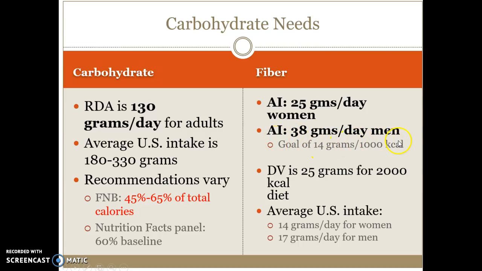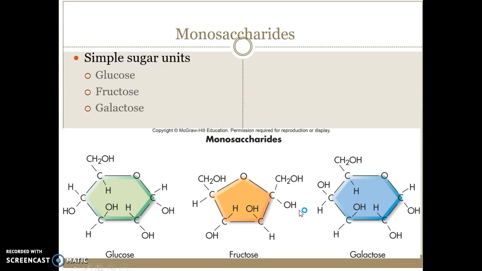Or you can calculate it this way, how many grams per 1,000 calories. So if you eat a really high calorie diet, you might need more fiber. The recommendation is higher than what most of us take in. So that's why we're trying to increase our fiber intake.